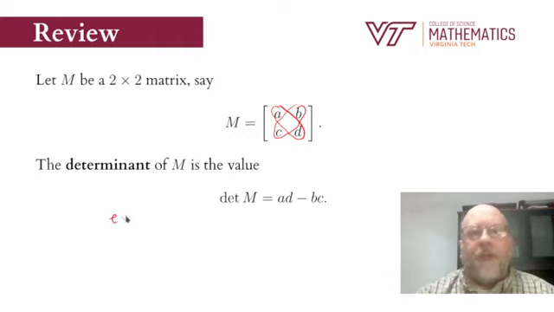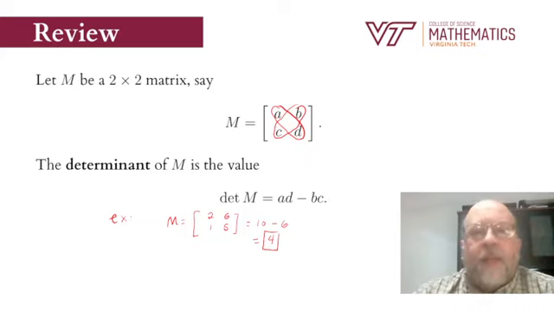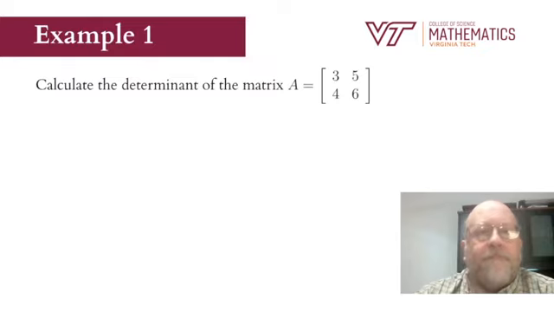So for an example, if my matrix was 2, 6, 1, 5, 2 times 5 is 10, 6 times 1 is 6, 10 minus 6 is 4, and so the determinant is 4. In a little while, we'll talk about what that 4 means and how to interpret that, but let's go ahead and move on.